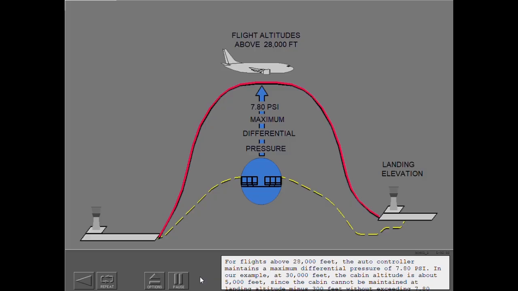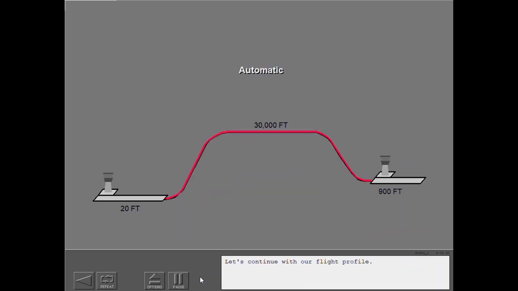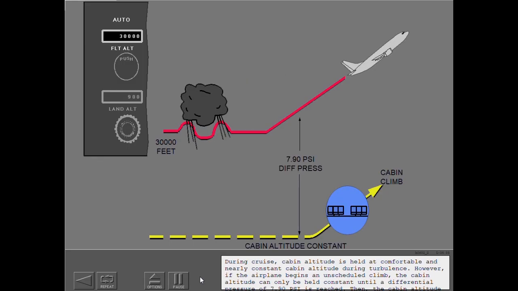In our example, at 30,000 feet, the cabin altitude is about 5,000 feet, since the cabin cannot be maintained at landing altitude minus 300 feet without exceeding 7.8 psi. Let's continue with our flight profile. During cruise, cabin altitude is held at a comfortable and nearly constant cabin altitude during turbulence.